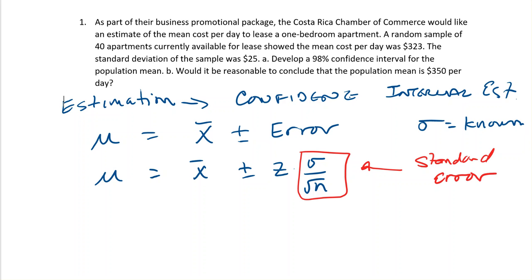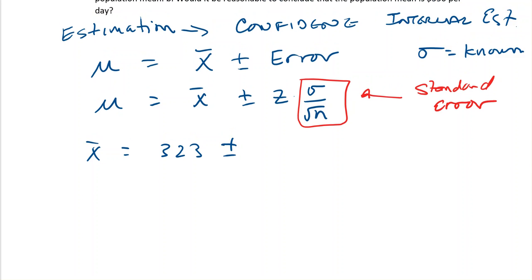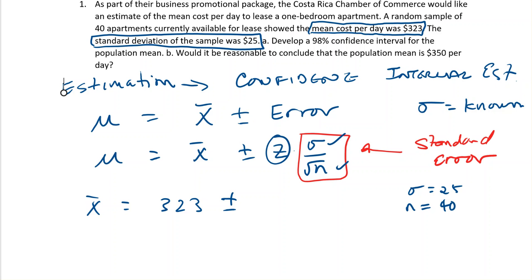Now, to do this, we need to find x bar, and sometimes it's not given to you, sometimes it is. In this case, it's given to you: the mean cost per day was $323. Plus or minus z times sigma over root n. I know what sigma is. Sigma is equal to $25, right there. I know the sample size is 40 apartments. So I know this and I know this. The only thing I don't know is z, but we can figure that out.